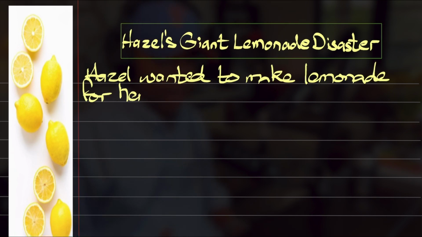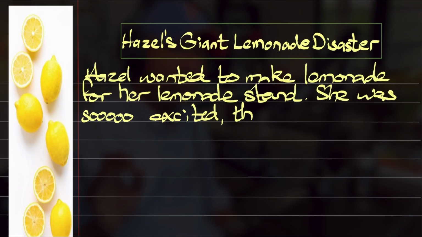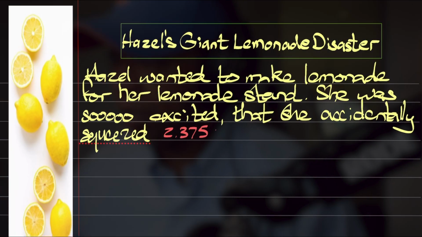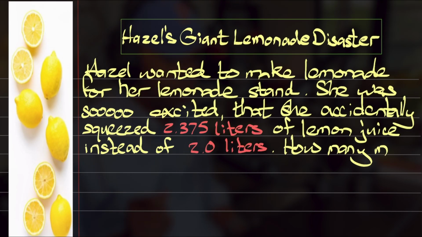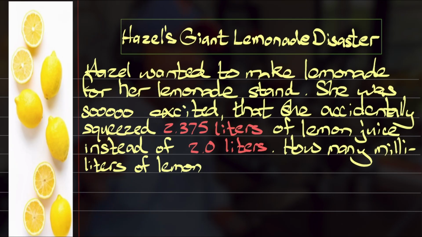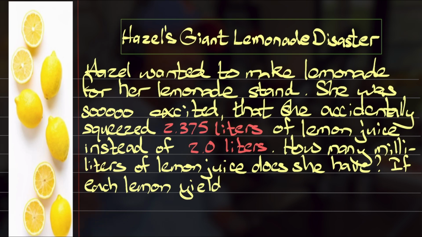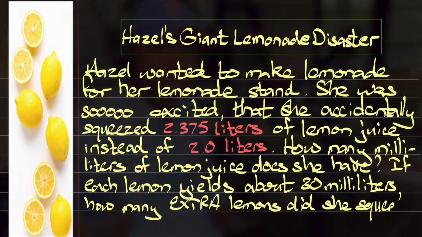So Hazel wanted to make lemonade for her lemonade stand. And she got so excited that she squeezed more lemons than she needed. The recipe asked her to squeeze 2.0 liters of lemon juice, but accidentally, she squeezed 2.375 liters of juice. So the question is, how many milliliters of extra lemon juice did she squeeze? And also, being that each lemon produces about 30 milliliters of juice, how many extra lemons did she actually roll and squeeze?